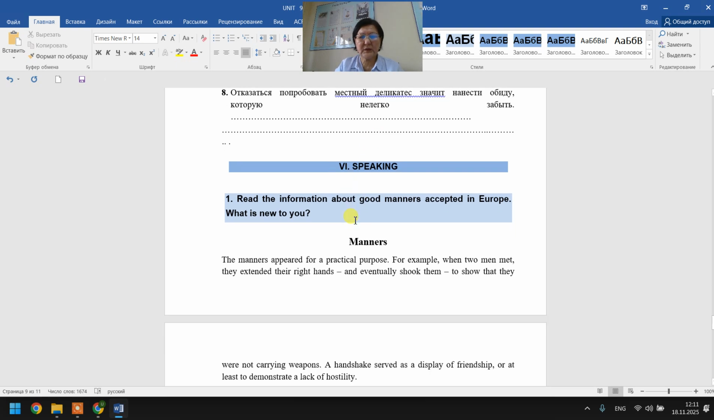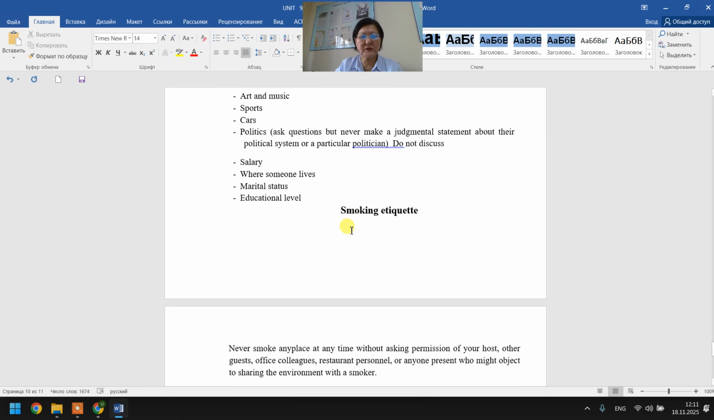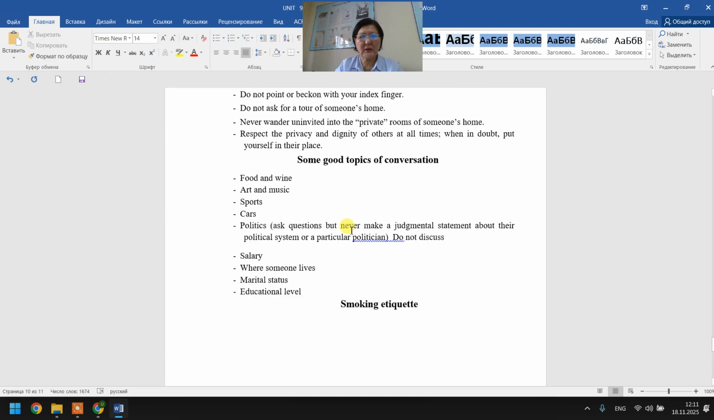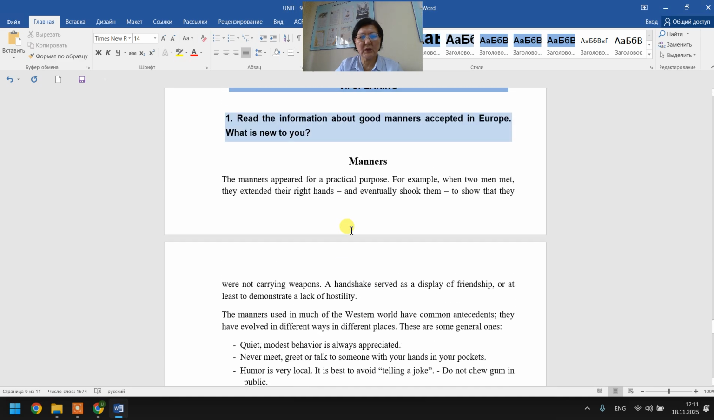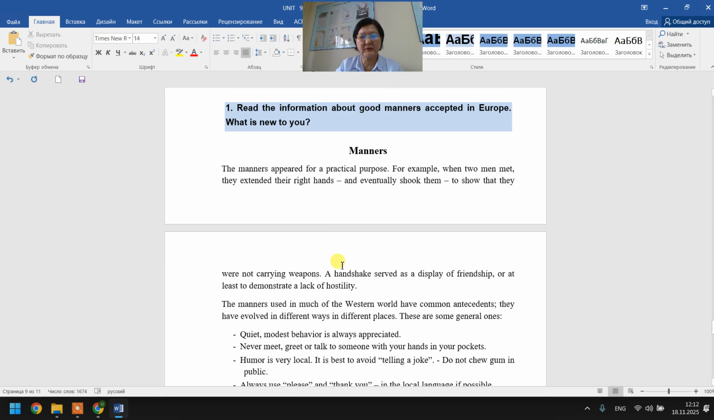Okay, now next task, we come to speaking. Read the information about good manners accepted in Europe. What is new to you? Yes, manners we have to read. Some good topics of conversation, smoking etiquette. And after reading these, we have to make up a dialogue with a partner and discuss the content of the texts with the partners, and then we join a big group, and there everyone should put forward their ideas concerning the given information.